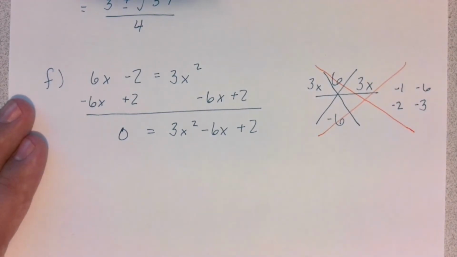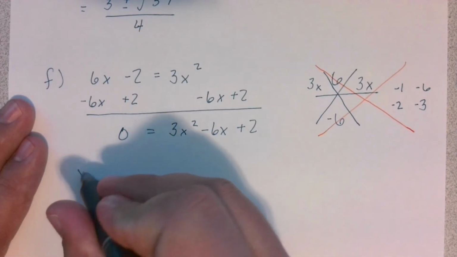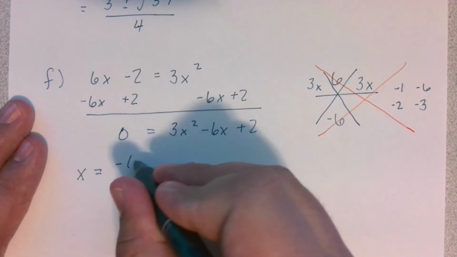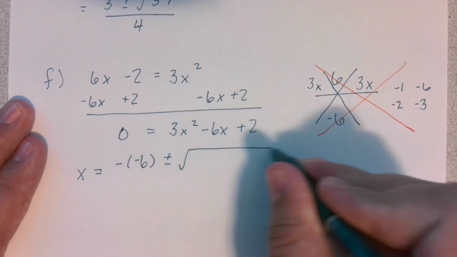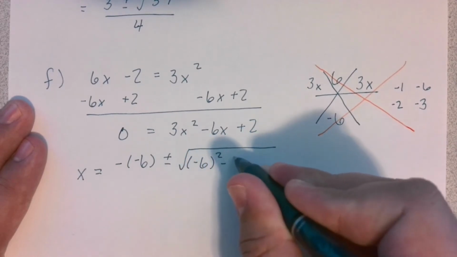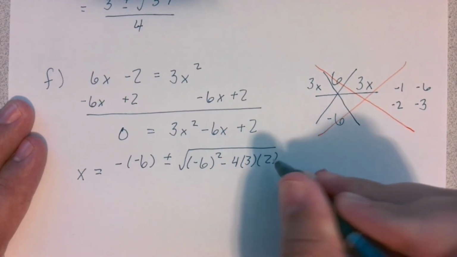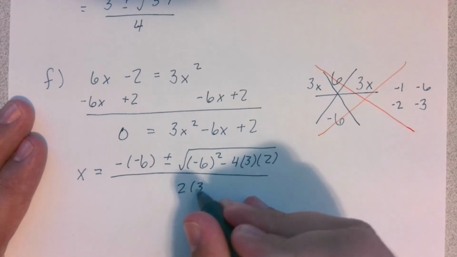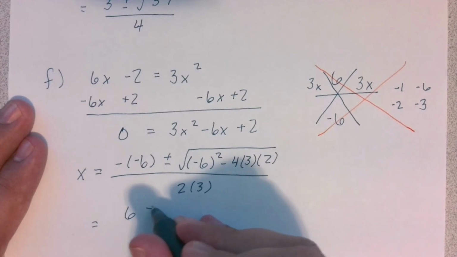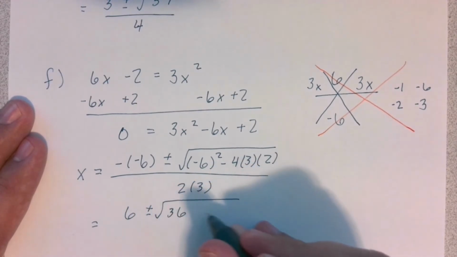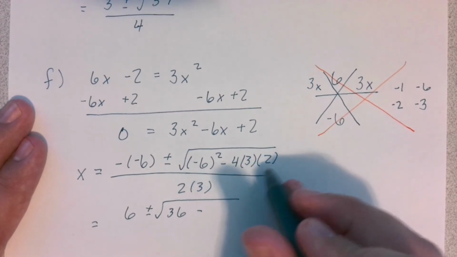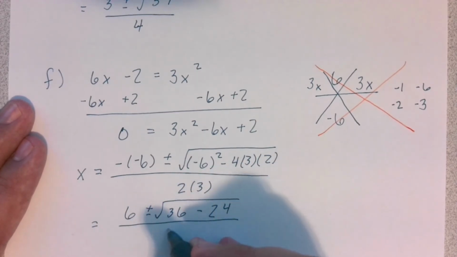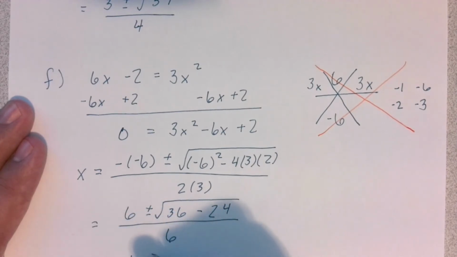I always try to see if it's factorable first because I prefer it to the quadratic formula, but it's okay if you skip straight to the quadratic formula. So going to the quadratic formula for this one, we get negative 6 plus or minus the square root of negative 6 squared minus 4 times 3 times 2, all over 2 times 3. So that's 6 plus or minus the square root of 36 minus 24, all over 6, which is 6 plus or minus the square root of 12 over 6.